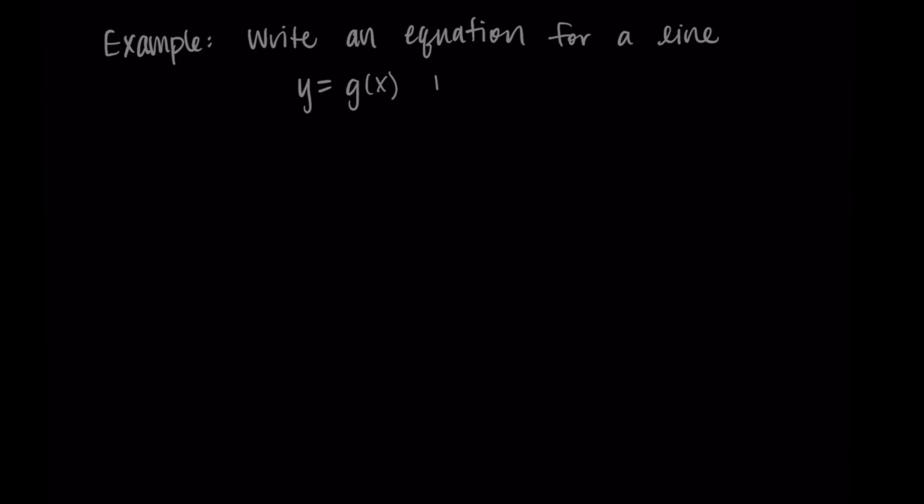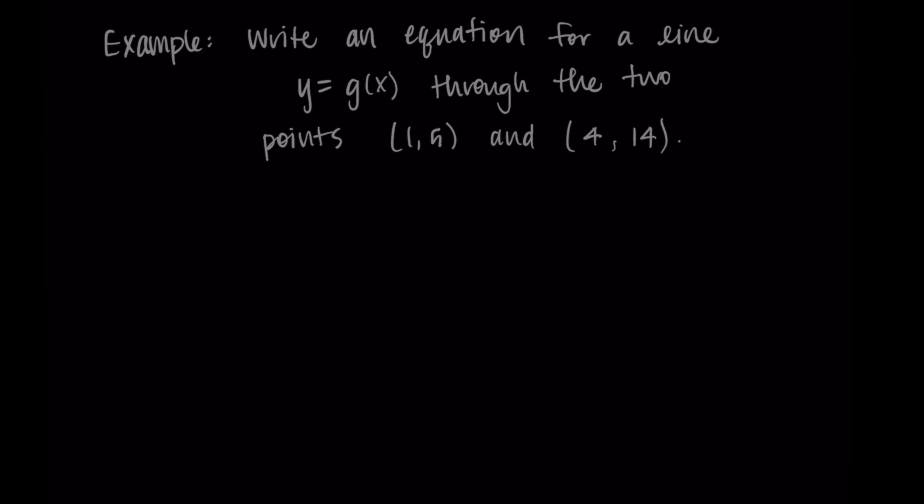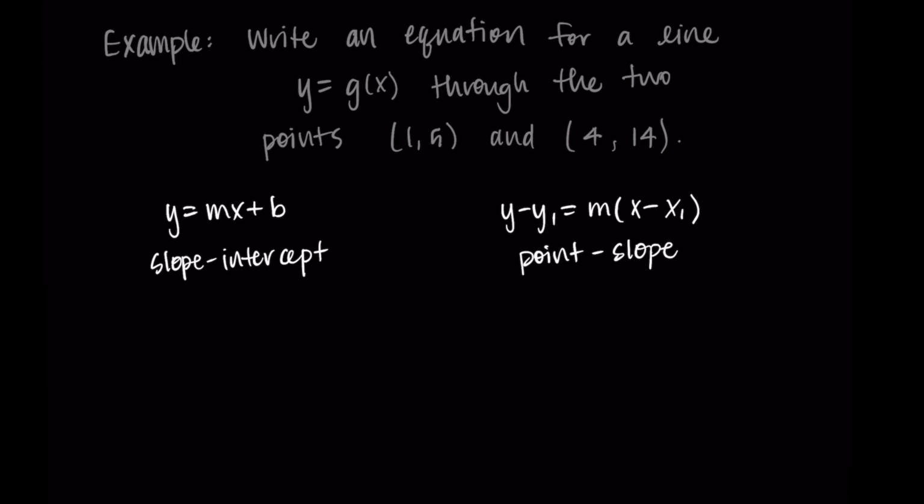All right, let's write another equation. This time, let's write an equation for a line y equals g(x) through the two points (1, 5) and (4, 14). Again, I'm going to consider both forms of the equation of a line: slope-intercept form, y equals mx plus b, and point-slope form, y minus y1 equals m times (x minus x1). In this problem, I was just given two points.